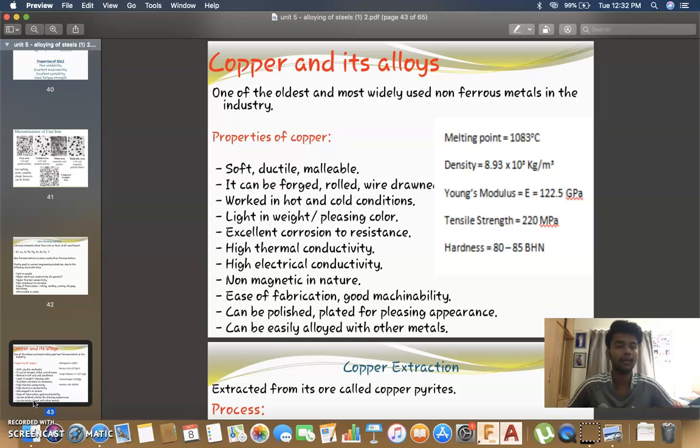Density is 8.93 × 10^3 kg per meter cube. Young's modulus is 122.5 GPa. Tensile stress is 220 MPa. Hardness is 80 to 85 BHN. BHN is Brinell hardness number.